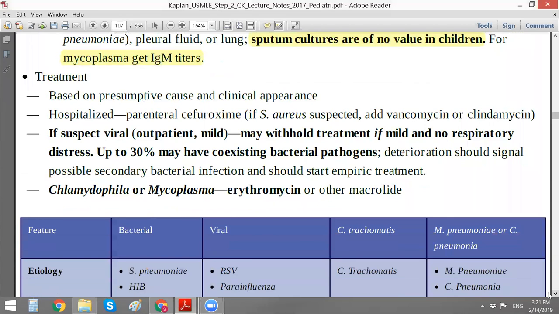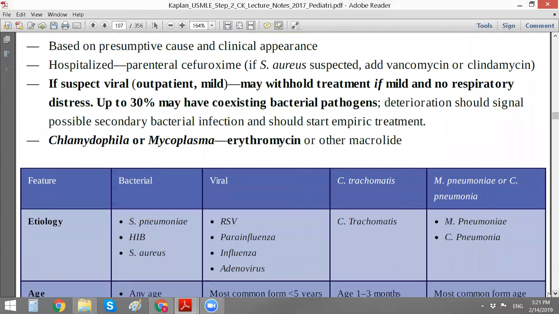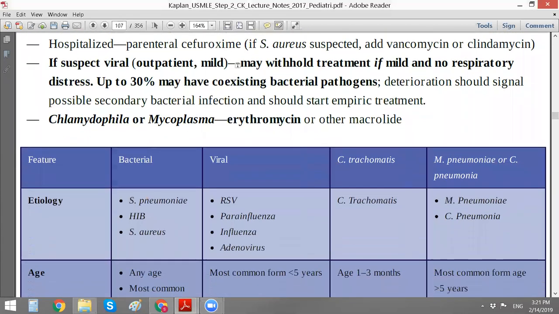Treatment is based on the presumptive cause. If hospitalized, give parenteral cefuroxime. If Staph aureus is suspected, add vancomycin or clindamycin. If viral is suspected, we may withhold treatment with mild or no respiratory distress. Up to 30% may have coexisting bacterial pathogens. Deterioration should signal possible secondary bacterial infection, to start empirical treatment.